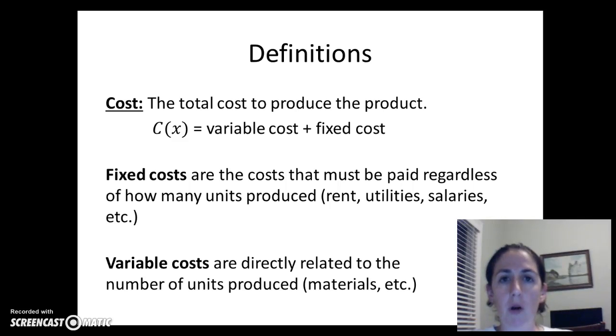Then you have your variable cost. This is directly related to how many units you make. This is your labor, your materials, things like that. So if you're only going to make 1 scarf, then you need very little material. If you're going to make 1,000 scarves, you're going to need a lot more material.